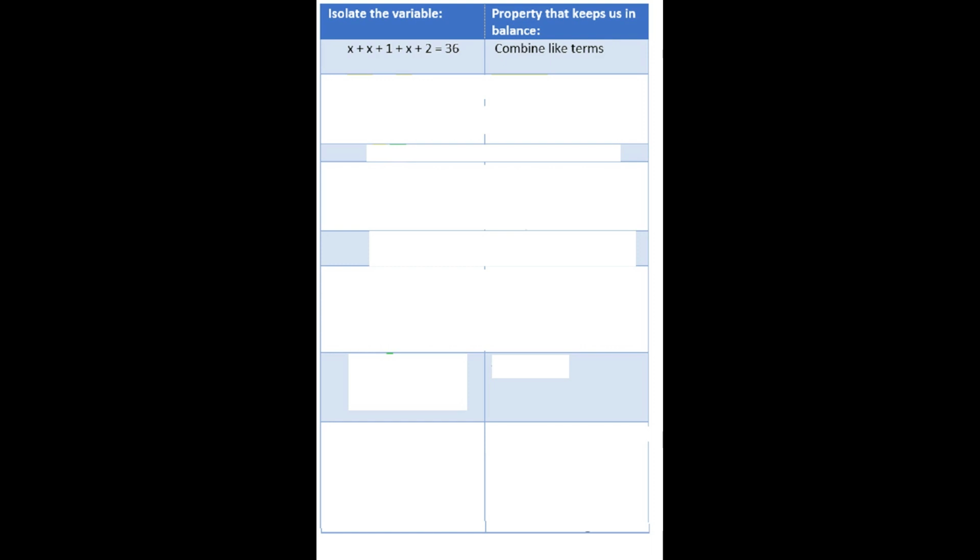So let's combine our like terms. The variables are in yellow. So that's x, 2x, and 3x. X plus x plus x. And then we have 1 and 2. All right, they're constants. So x plus x plus x is 3x. 1 plus 2 is 3. 3x plus 3 equals 36.